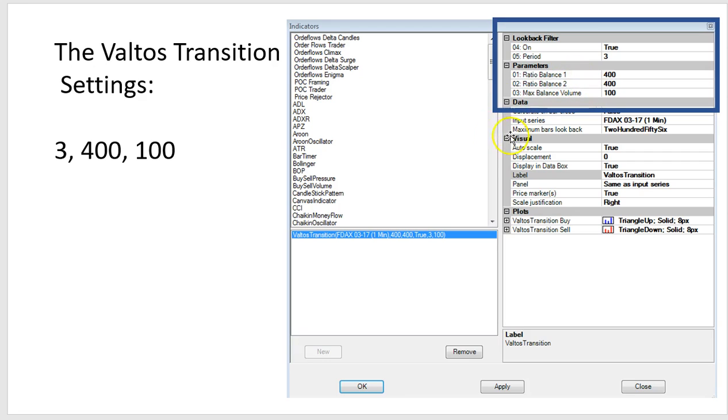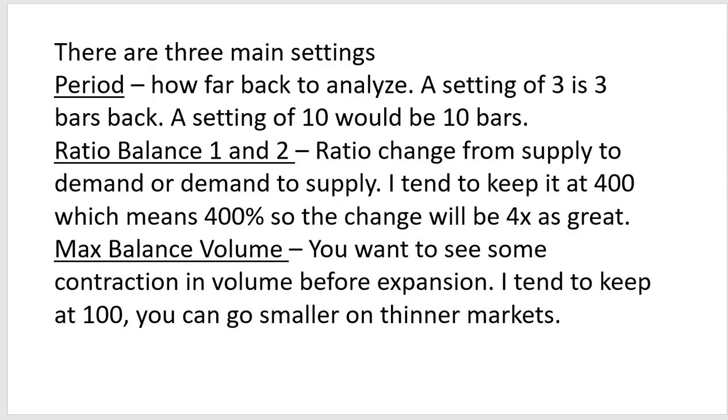Then the ratio balance 1 and 2 is 400. Those numbers are a ratio change from supply to demand, or demand to supply. Keep it at 400, which means 400%, so the change will be 4 times as great. You could try 500; for a while I was using 500. I use 400 because that's what I'm most comfortable with. Even when you're looking at imbalances on a footprint chart, the standard that people use is 400% as well. So it's a decent number.